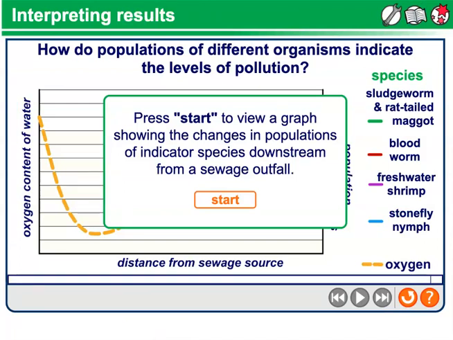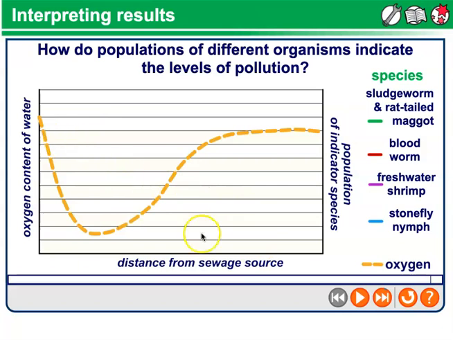So as we are interpreting results, we're going to look at how populations of different organisms indicate the levels of pollution. And so if we were looking at a data table or a graph that looked similar to this, we have a distance from a sewage source, we have oxygen levels, and as we're closer to that sewage source, those oxygen levels are dropping off very drastically. But as we make our way away from that sewage source, the oxygen levels increase.